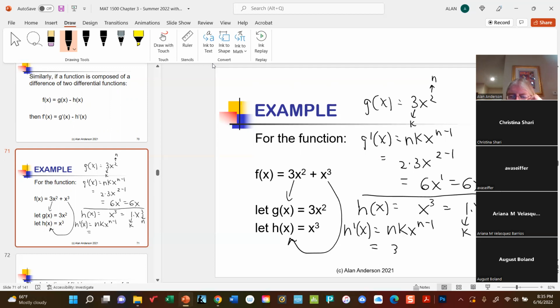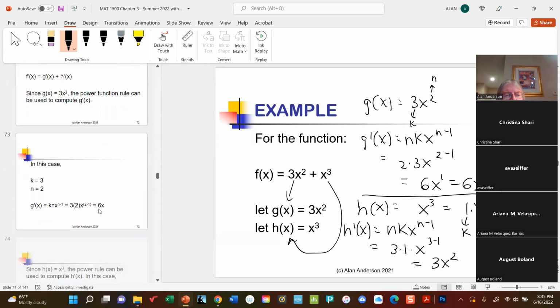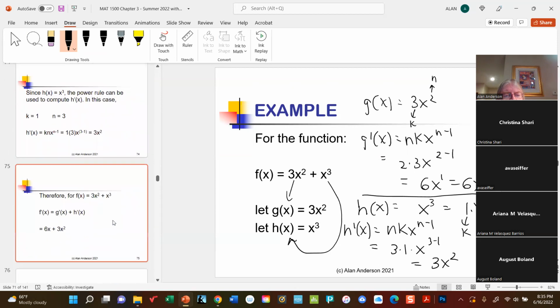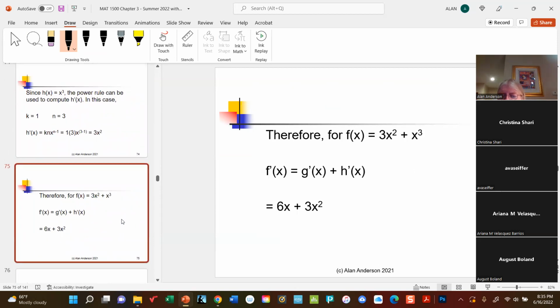So you'll have 3, 1, x to the 3 minus 1, which is 3x squared. And now all you have to do to come up with the derivative is add them up. You've got two separate derivatives. We just add them together. And so we end up with just 6x plus 3x squared. Well, that was nice and easy. If only they could all be this easy.